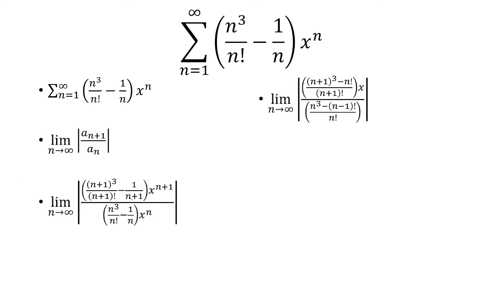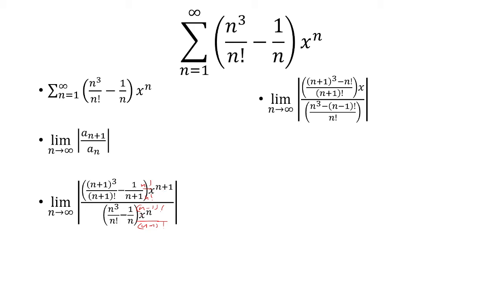And so now what we do is we get a common denominator for the first fraction here. So n plus 1 factorial is going to be the common denominator, which means we need to multiply the second fraction by n factorial over n factorial. And in the bottom fraction, we need to multiply the second one by n minus 1 factorial over n minus 1 factorial, because the common denominator there is going to be n factorial. So now we have n plus 1 cubed minus n factorial over n plus 1 factorial, and then n cubed minus n minus 1 factorial over n factorial.